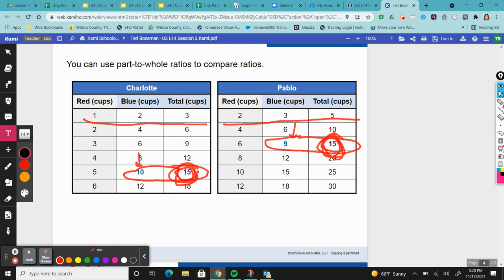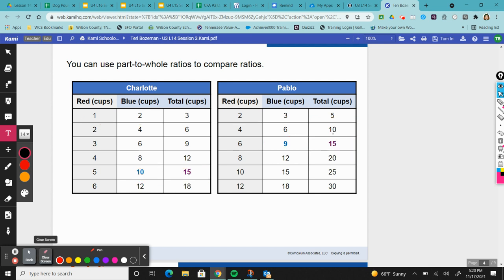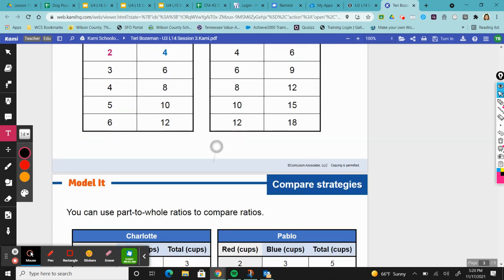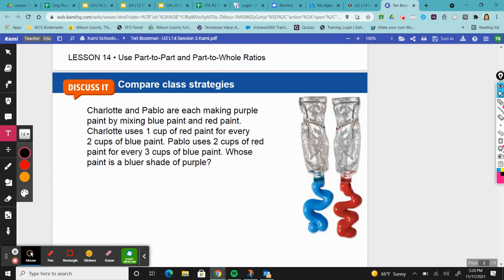All right. I would not recommend using the part to whole for this. If you want to, that's fine. It's a strategy. Okay. I like the part to part for this one. That's just me. So let's go back up to the original problem.